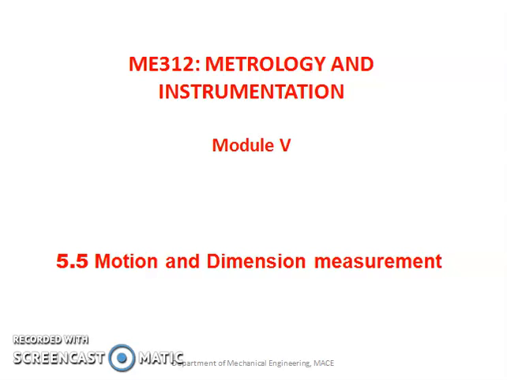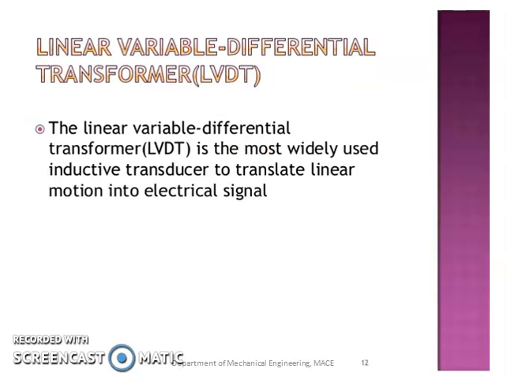Usually we need to measure displacement or dimension. So they are linear measurements, and one very common device used for such measurement is LVDT. LVDT is linear variable differential transformer, or it is also called as linear variable differential transducer also. Actually, this is a transducer. It's a passive transducer, and LVDT is the most widely used inductive transducer to translate linear motion to electrical signal.